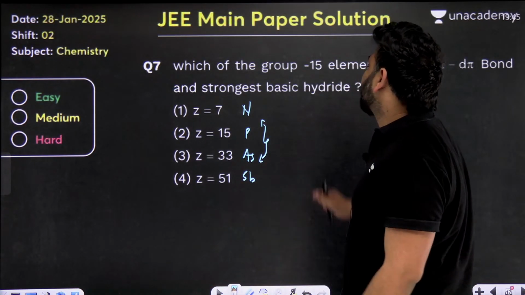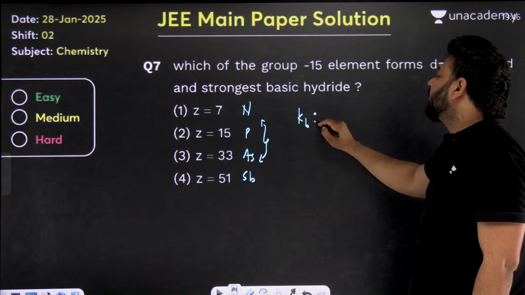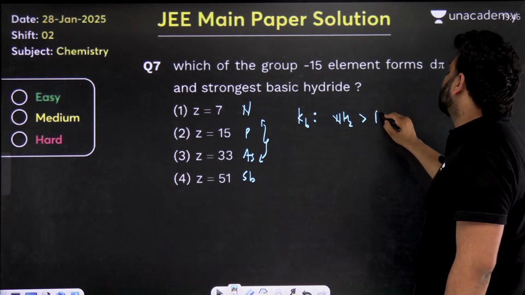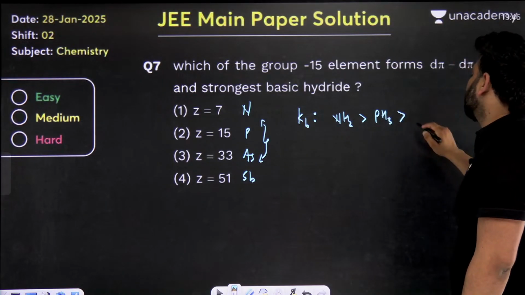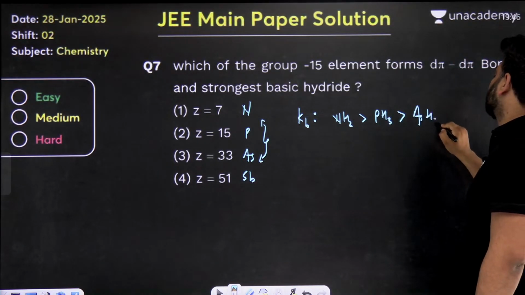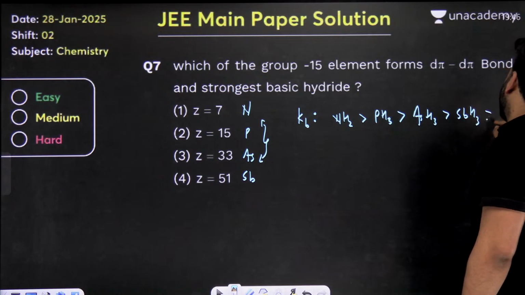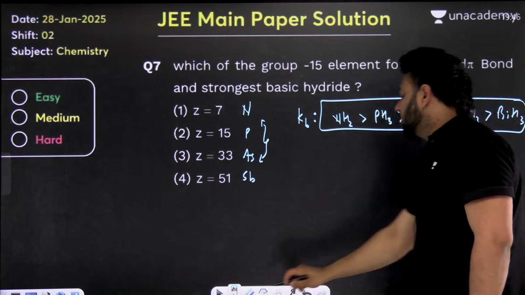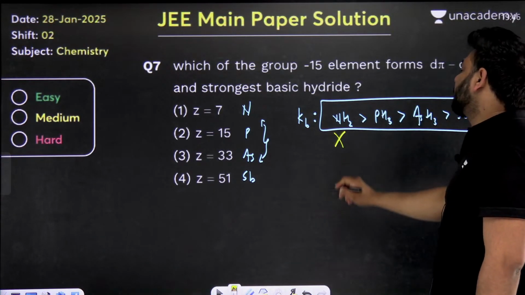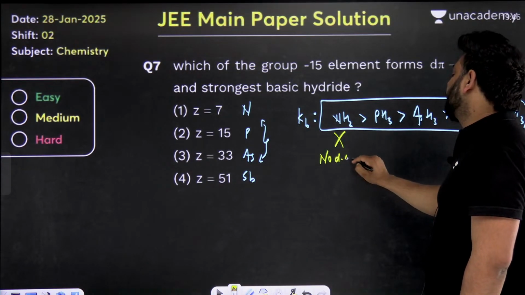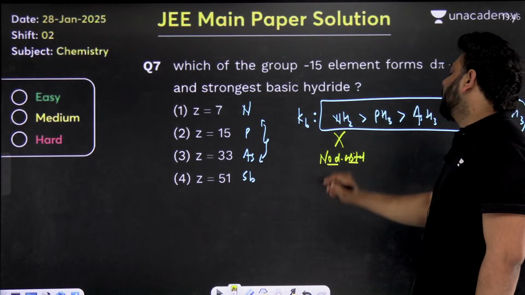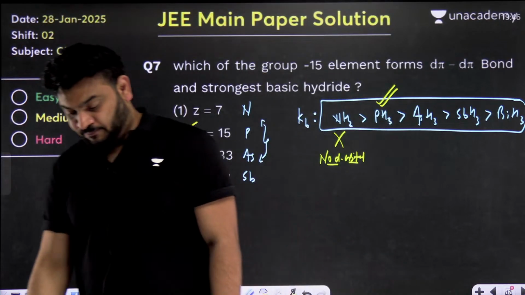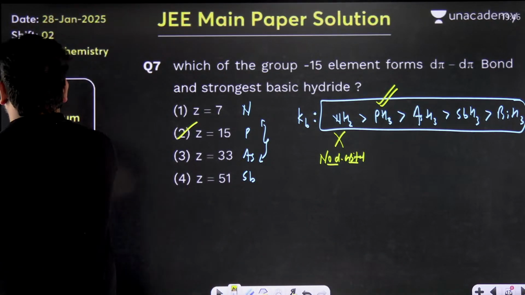But again, strongest basic. Let me write the basic order first of all. The basic order is NH3, then PH3. As we go down the group, the basicity decreases. Then we have AsH3, SbH3, and BiH3. So we have to discard the strongest one because no d orbital is present here, so no d pi d pi bonding. So PH3 could be the correct answer. What do you think? PH3 should be the answer, B. Right? The question should be medium only.